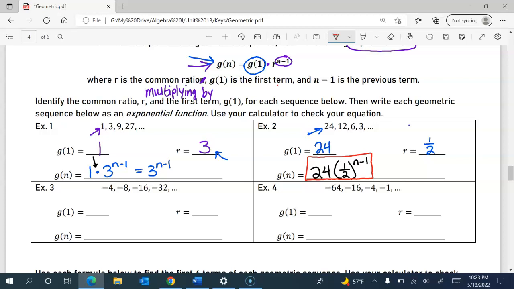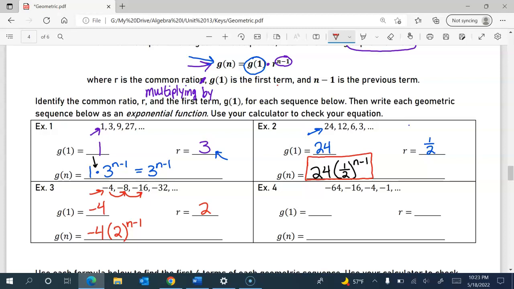Alrighty, we'll do one more here. So my first term, -4. From -4 to -8, -8 to -16, we're multiplying by 2 every time. So I want to take my first term, which was -4. I'm going to use parenthesis notation to take r, which is 2, to the n minus 1. Again, that is just as nice as you leave it, right?